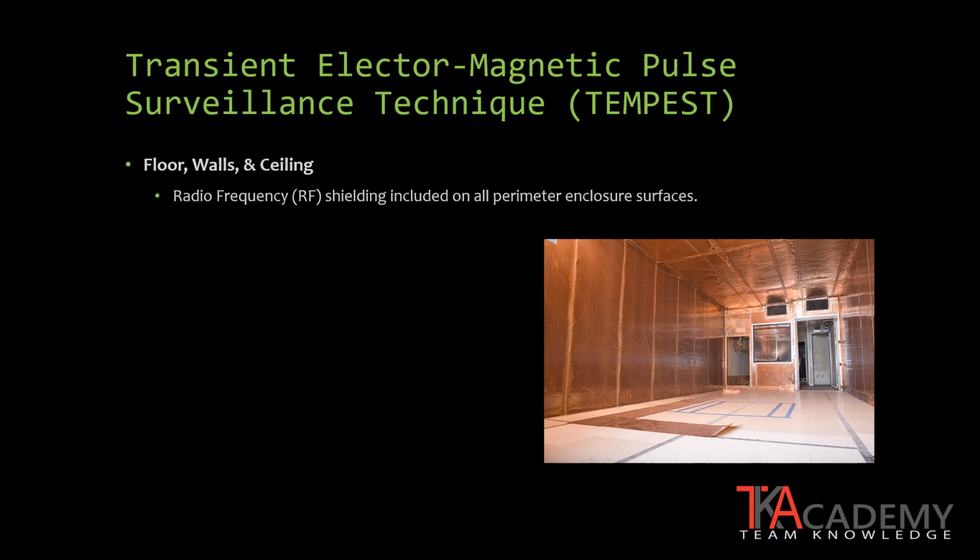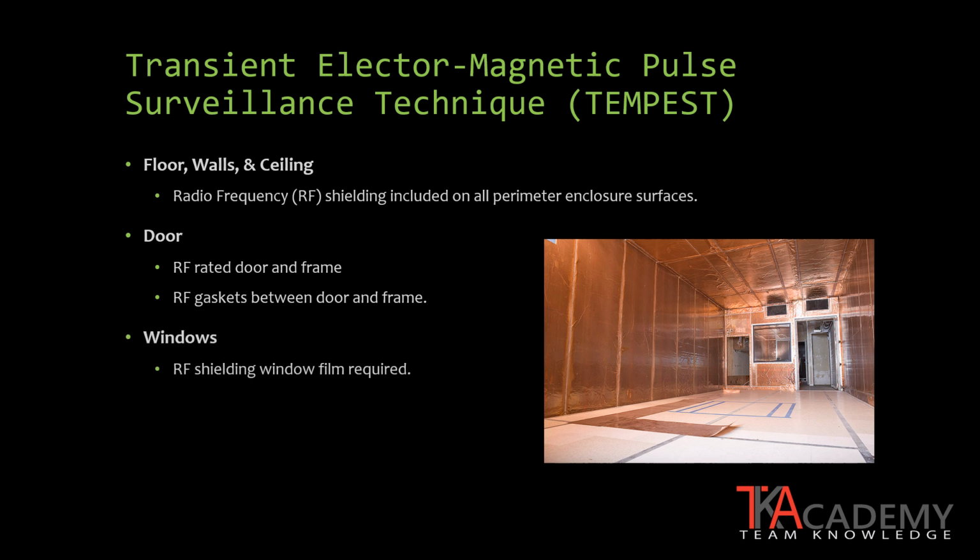This is referred to as the six-sided approach, in that the RF barrier is present on all 6 sides of a room or space. A doorway into a TEMPEST-protected area must also be an RF-rated door and frame, which includes RF gaskets between the door and frame for when the door is closed. Windows are allowed but not recommended and will require an RF shielding film on the inner surface of the glazing to prevent radio frequency transmission through a window. Other openings or penetrations into the space must be sealed and protected using waveguides, dielectric connections, and RF sealant.